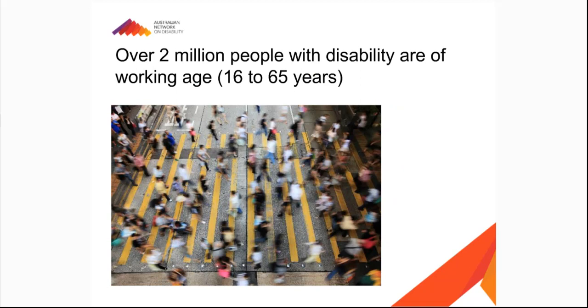Over 2 million people with disability are of working age. Yet only 52% of this group are actively employed, which means only half of this group are actively engaged in employment. So we've got close to 1.1 million Australians in our society who could positively contribute to our workforces, but they're not yet currently engaged with an organisation.